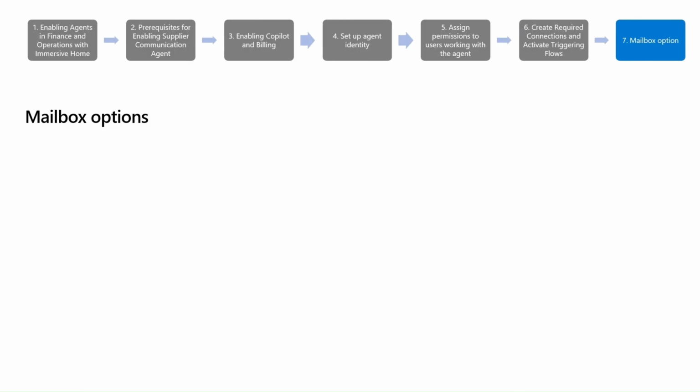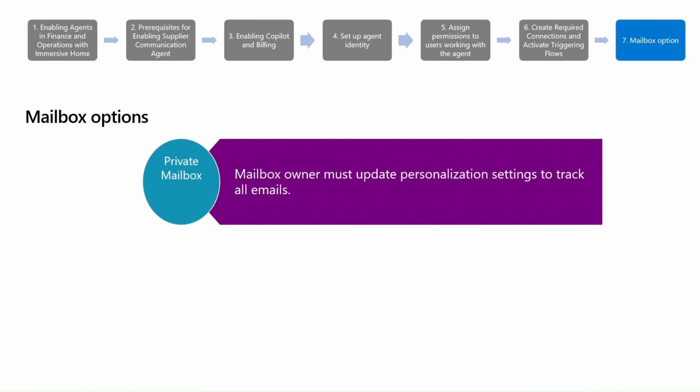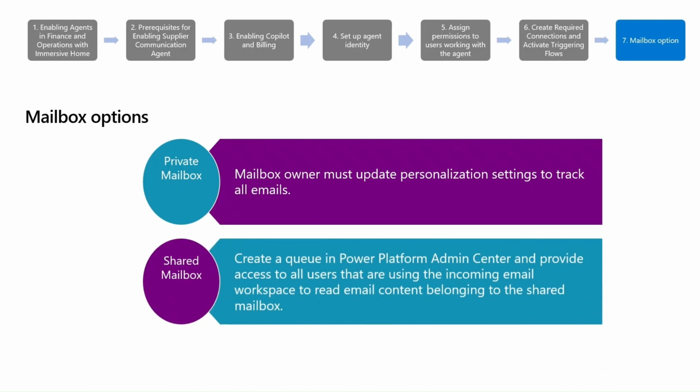To enable email analysis and delivery features of the supplier communication agent, you must set up the targeted mailbox to be synchronized with Microsoft Dataverse at the server level. This can be performed with either a private or shared mailbox. In the case of a private mailbox, the owner must update personalization settings to track all emails. And in the case of a shared mailbox, create a queue in the Power Platform Admin Center and provide access to all users that are using the incoming email workspace to read email content belonging to the shared mailbox.